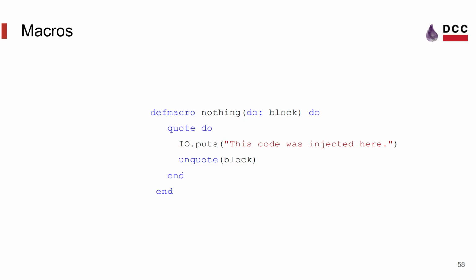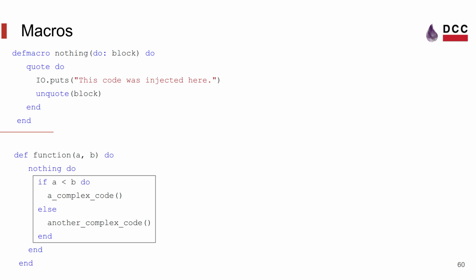For instance, instead of summing two numbers here, I could just add a message. And now if I want to use this macro in the function here, for instance, the code inside the macro should be preserved, but a message is now injected.